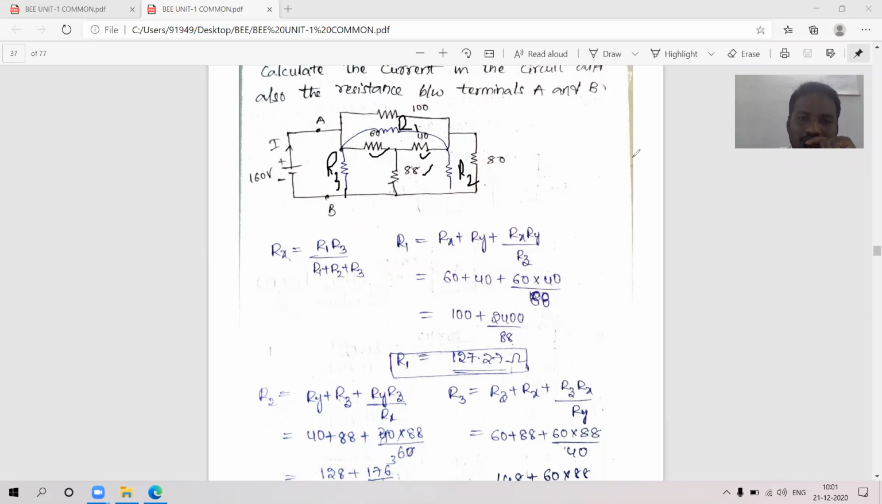That means this is a star network. Why can you say that it is star? See the screen. That T network is nothing but a star. This is 88, this is 40, and this is 60. These are the resistors. This 60 I am expanding like this, so it is just like a Y network or star network. In between 60 and 88, I'm getting this pi circuit.